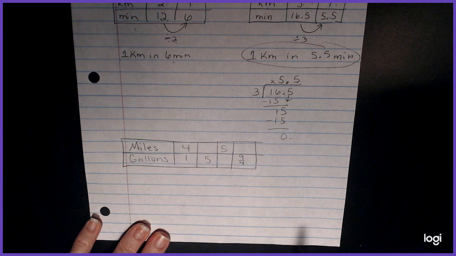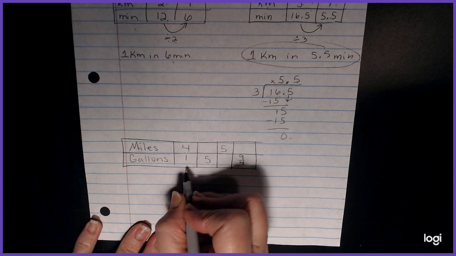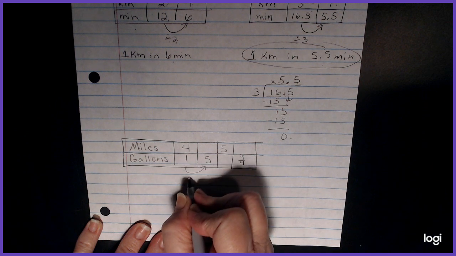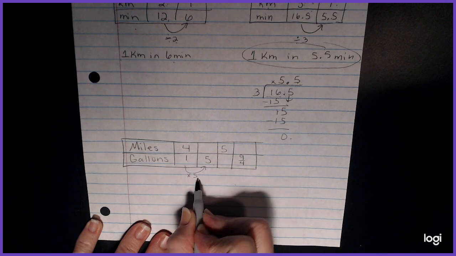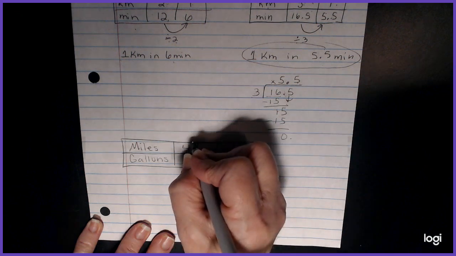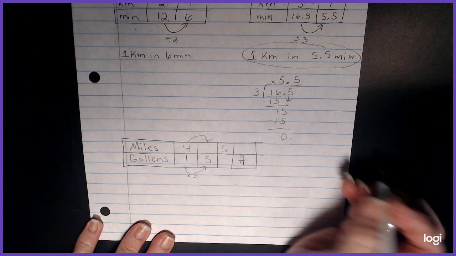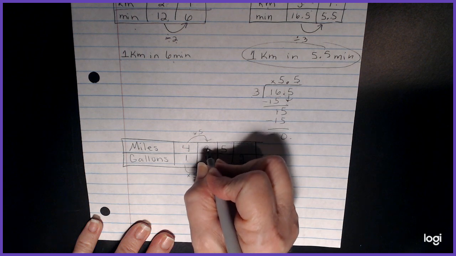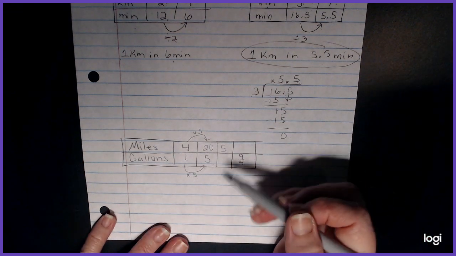So if we notice, I'm able to go here from 1 gallon to 5 gallons by taking 1 times 5. So obviously whatever I do down here, I have to do up here. So we'll take this times 5. 4 times 5 is 20. All right, pretty simple so far.